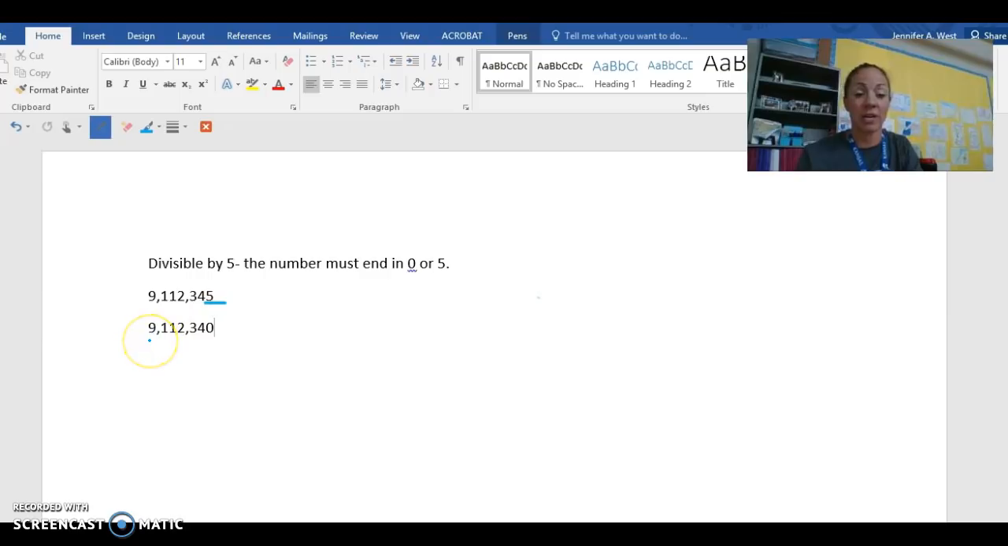Same thing down here for 9,112,340. Once again, it ends with a 0, so right there you already know that this number is divisible by 5.